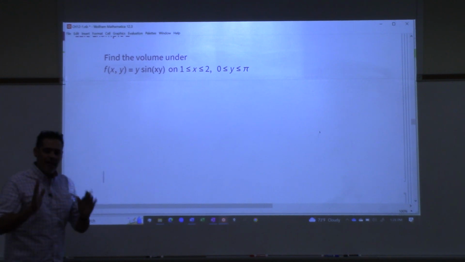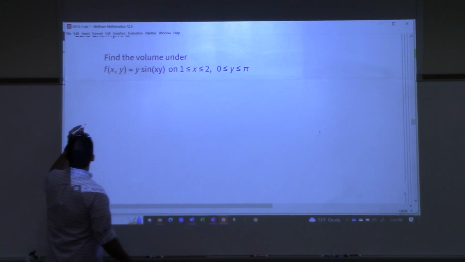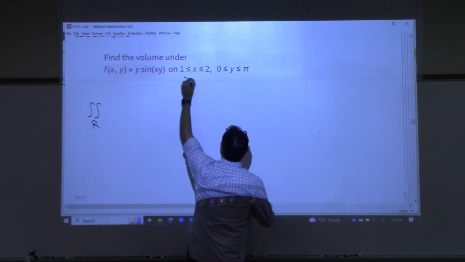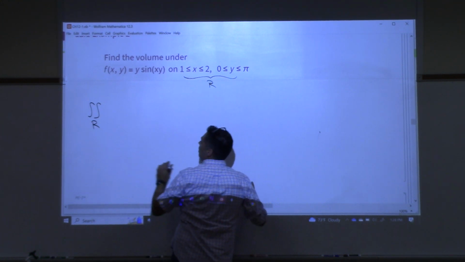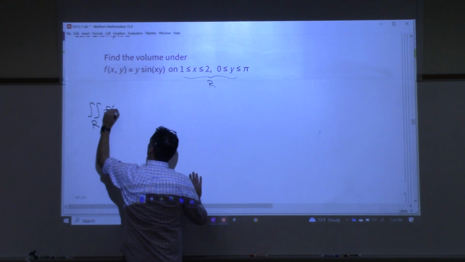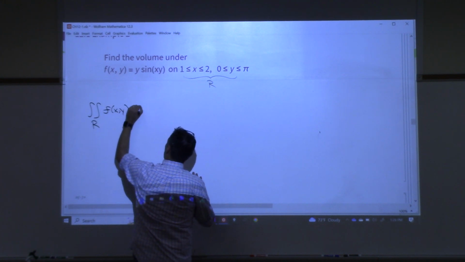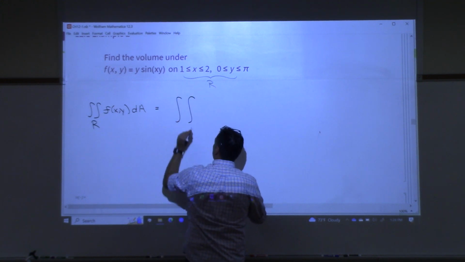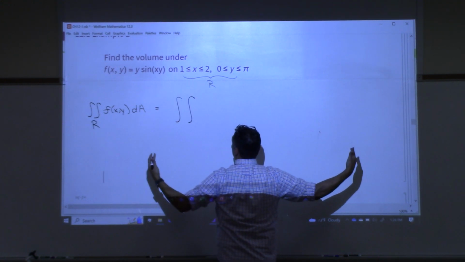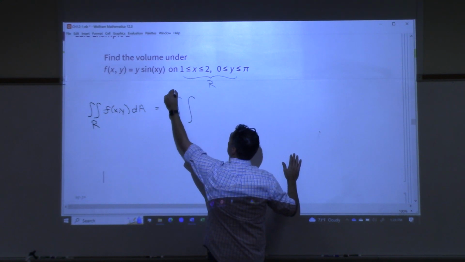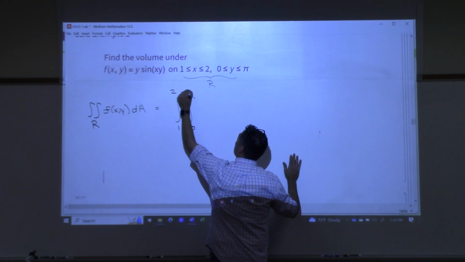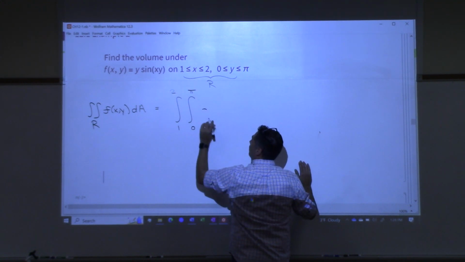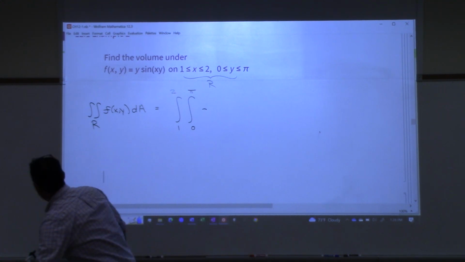I'm going to do this exactly the same way as I did the previous one. I'm going to say first, I'm doing the double integral over R, and here R is this region, of the function f of xy with respect to the area. This will be equal to, now I actually put my limits of integration. I'm going to do the x on the outer one, so 1 to 2, and then 0 to pi, right? And then the function itself, y sine xy.